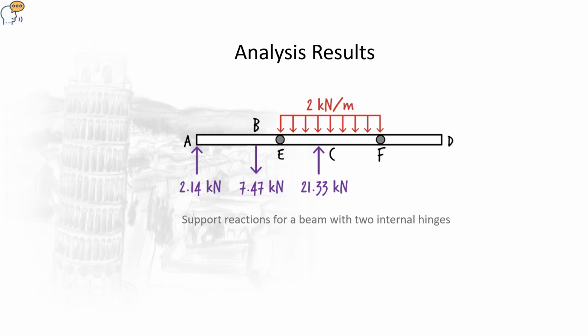As we just demonstrated, when a beam has one or more internal hinges, we can analyse it by dividing the beam into multiple segments at the hinges. Then we write and solve the equilibrium equations for the segments in order to complete the analysis of the beam.